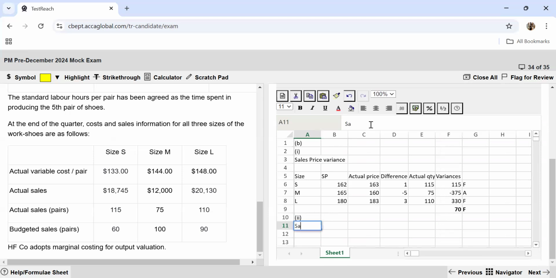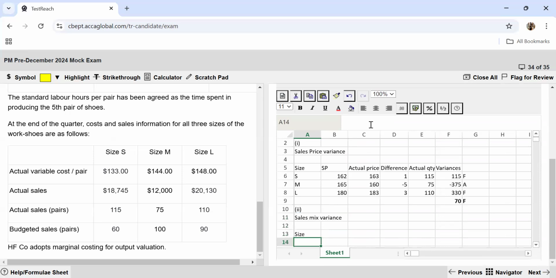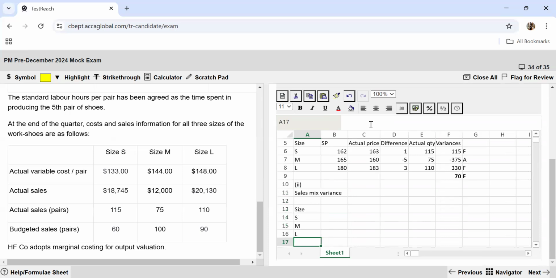So sales mix variance is all about how much quantity I should have sold of each of the sizes, in what ratio, and have I followed that or not. And if I have not followed that budgeted ratio, then have I lost out? Have I sold more of the cheaper one, or have I sold more of the expensive one? Obviously, every business will want to sell more of the expensive one. Let's have a look here.